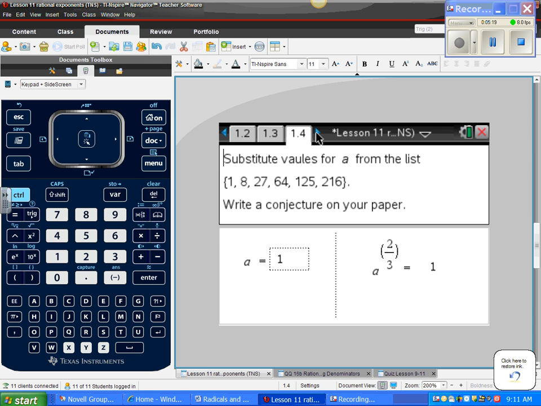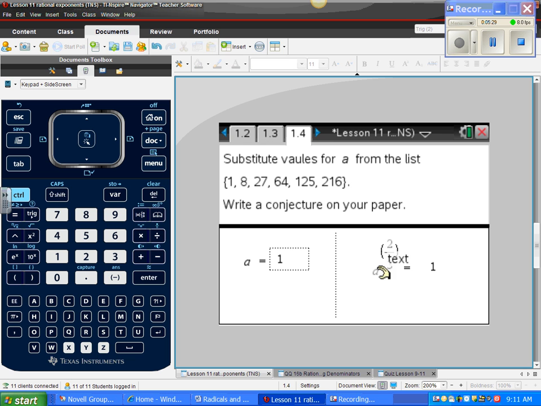Okay, so 2/3. So what's 1 to the 2/3 power? 1. 8 to the 2/3 power? 4. 27 to the 2/3 power? 9. 64 to the 2/3 power? 16. 125 to the 2/3 power? 25. Yes.